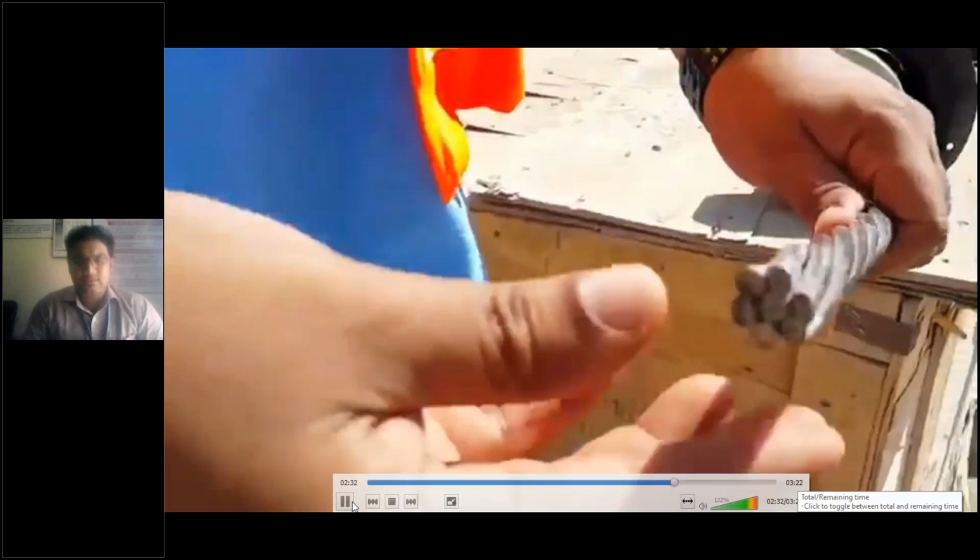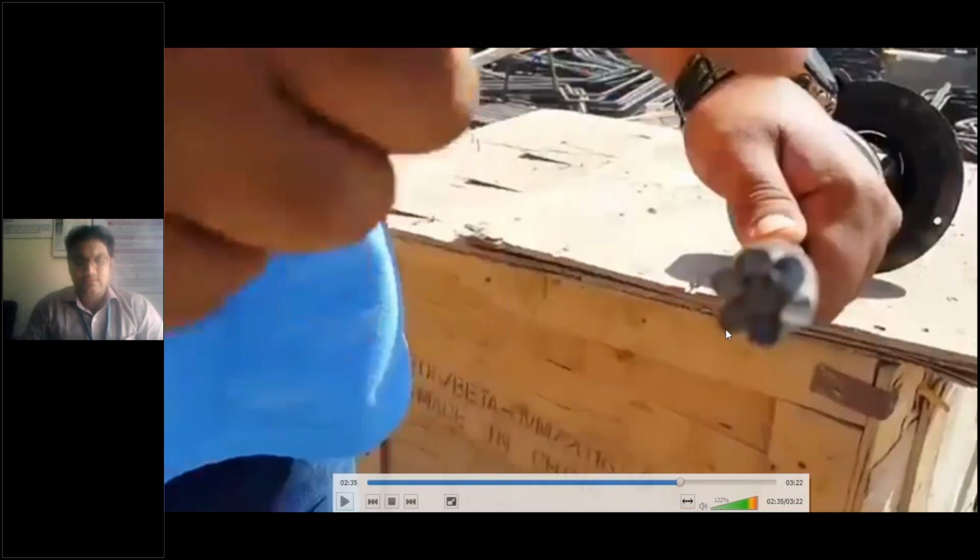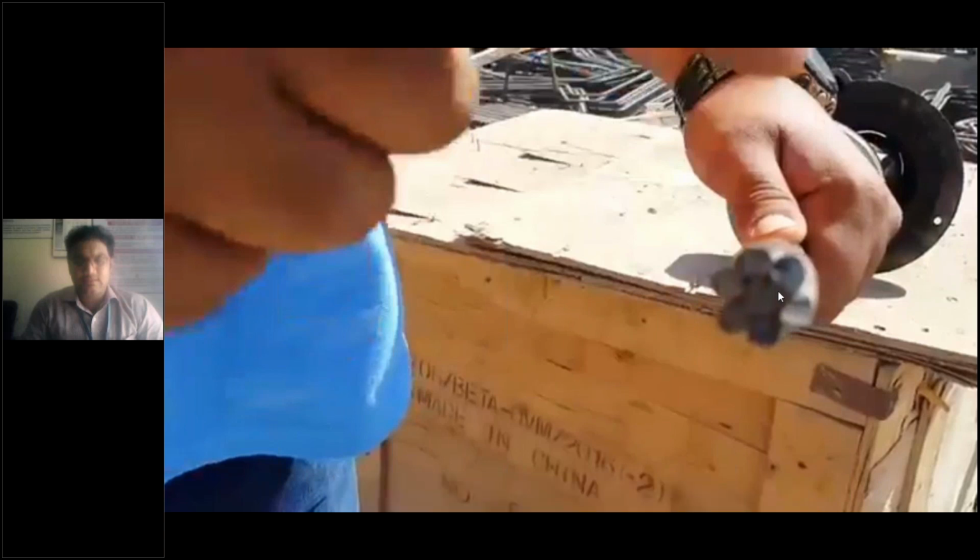See how many wires they have. 1 2 3 4 5 6 7, center 7. So total this is called 7 ply strand. Chusara, so ikkada 7 wires unnai where we wind it into a strand. By that it is called 7 ply strand antaru.